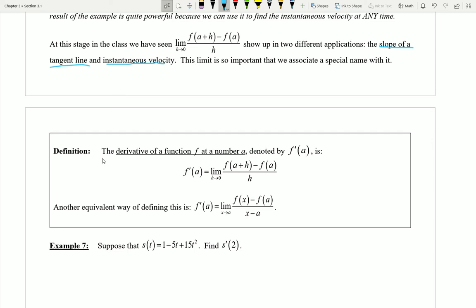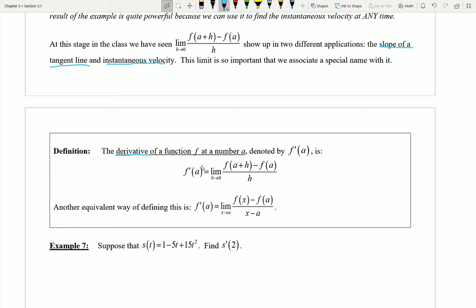So here's our definition, and it's a very crucial one for us. We are going to call this limit the derivative of a function f at a number a. Notice that we're working with a function f, and we are working at the point of a. So we call the whole thing the derivative. That's the name that we're giving it.